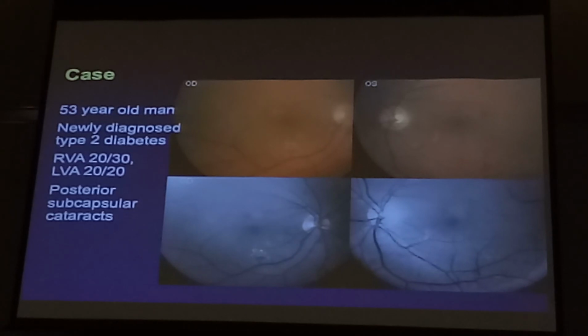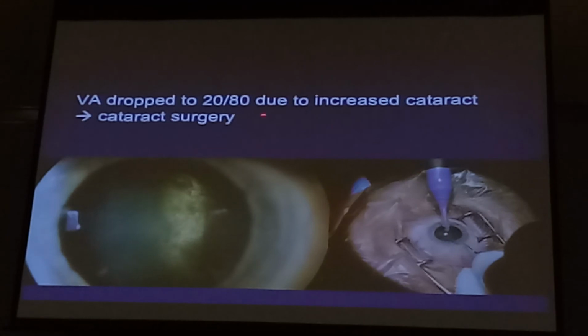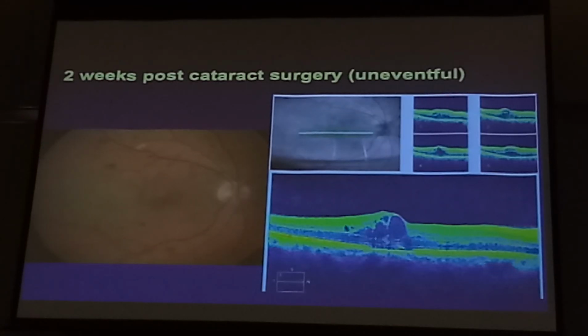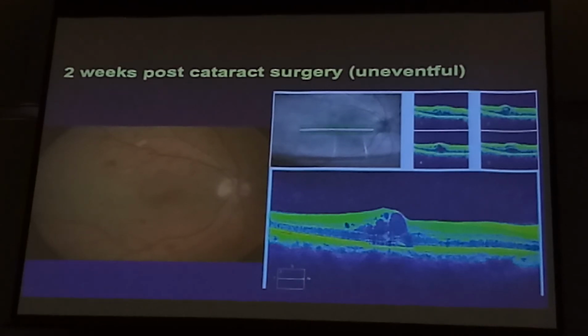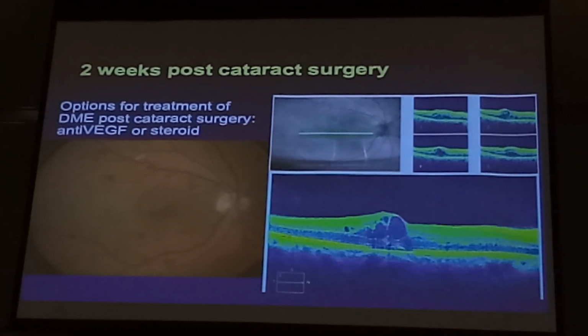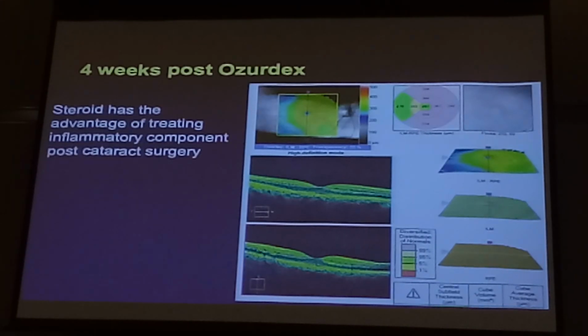This is a 53-year-old man, 20/30 posterior subcapsular cataracts, increased cataract, so cataract surgery was done, uneventful surgery, but you can see already hemorrhages appearing, center-involved edema within 2 weeks. And in this case, it was deemed not to be related to the surgery. This was progression of diabetic retinopathy with DME. And the options, of course, were anti-VEGF or steroid. In this case, we opted for Ozurdex, and 1 Ozurdex was enough to settle it.